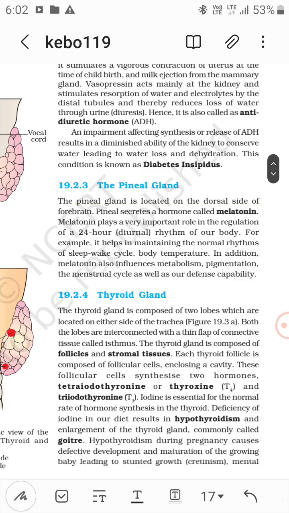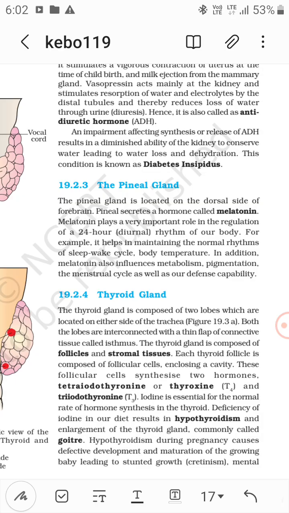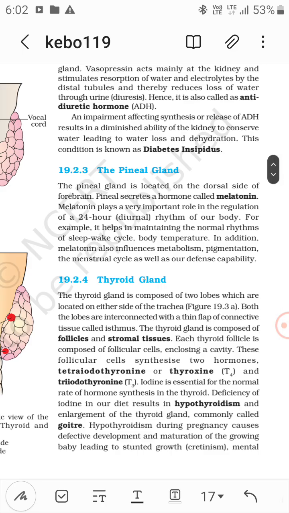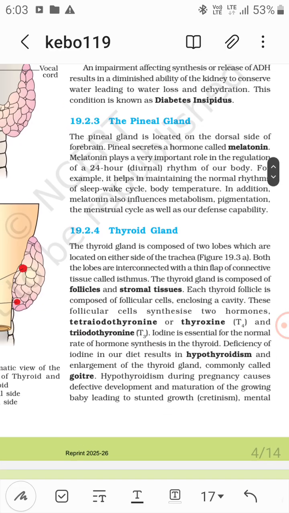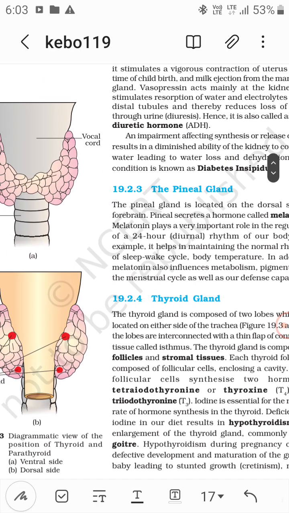The pineal gland is located on the dorsal side of the forebrain. The pineal gland secretes a hormone called melatonin. Melanin is different; it is a skin pigment. Melatonin plays an important role in regulation of the 24-hour diurnal rhythm of our body. It maintains normal rhythms of the sleep-wake cycle and body temperature. It also influences metabolism, pigmentation, the menstrual cycle, as well as our defense capability. So this is the function of the pineal gland.